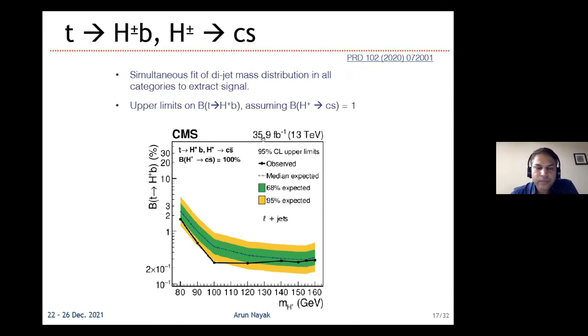Okay. And here you see the results for this analysis, giving limits on the branching fractions. The branching fraction limits are around 2% up to something like 2 to 3 times 10 to the minus 1. This is again with 2016 data, so we expect a significant improvement with the full Run 2 data.